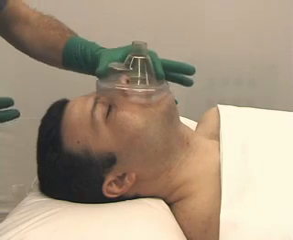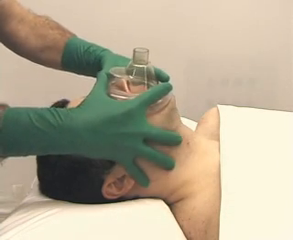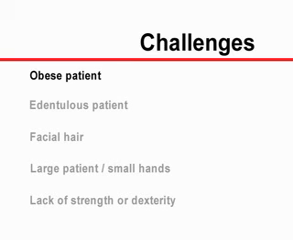It may be difficult or impossible to maintain an adequate seal using only one hand. This challenge can occur in obese or edentulous patients, or in those with abundant facial hair. Additionally, large patients may present a challenge for individuals with small hands or with insufficient manual strength or dexterity.